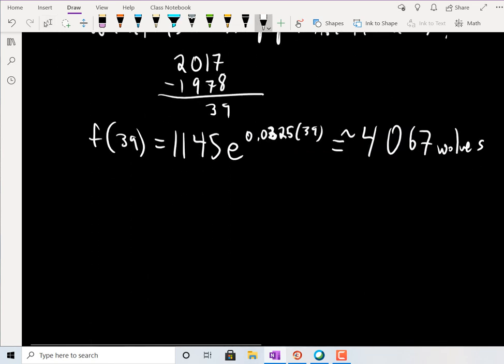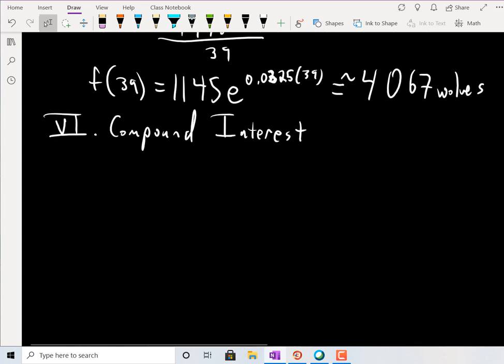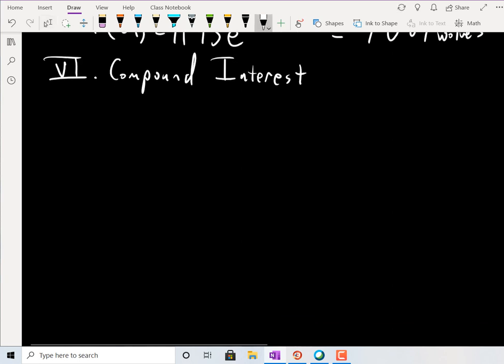Where else? Well, finances, interest. People have been doing banking since forever. They literally find stone tablets from 500 BC that have investments written on them and stuff like that. This number e comes up when you're dealing with compound interest. So we need to work with this and define some things.